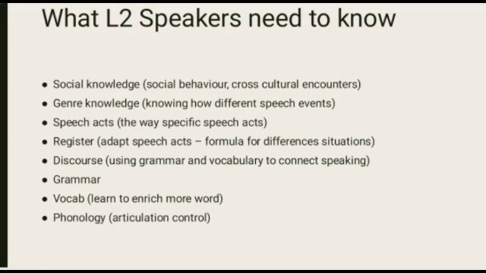What do the second language speakers need to know? The first point is social knowledge. It is the collective knowledge produced through relationships and connection within a particular group. It's like social behavior or cross-cultural encounters. The second point is genre knowledge. Knowing how different speech events work is important. Students are expected to adjust to the conventions of particular genres in their events.